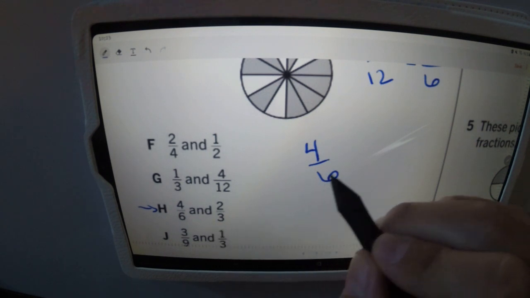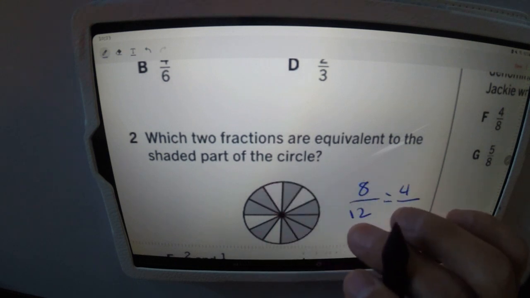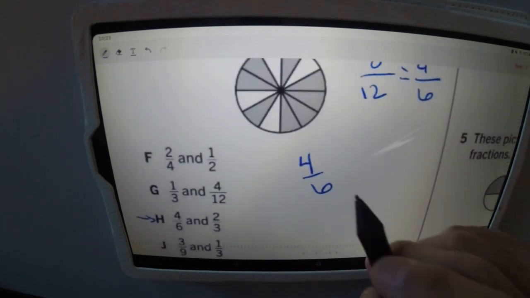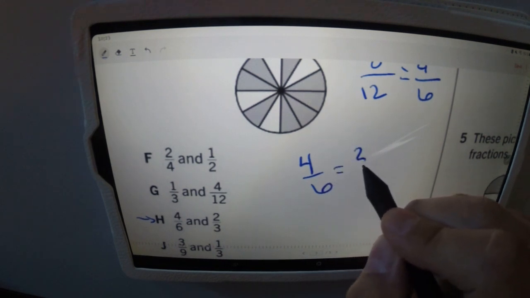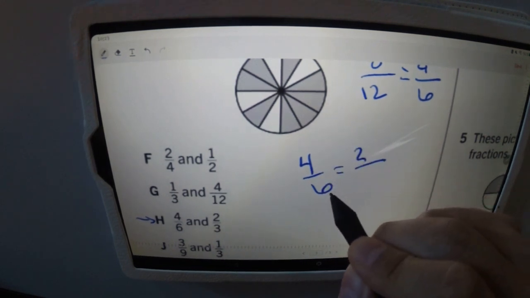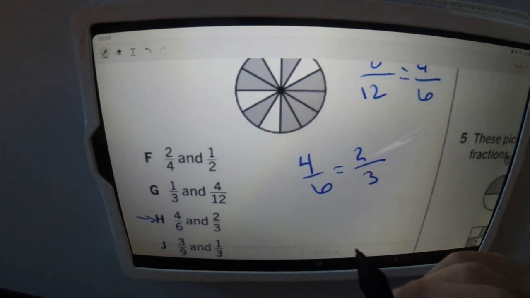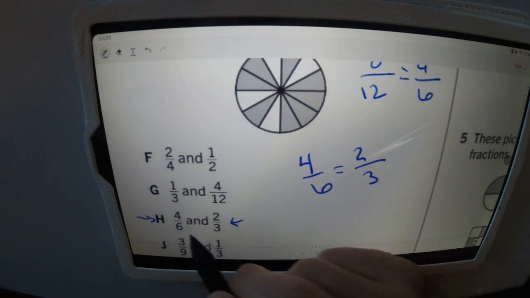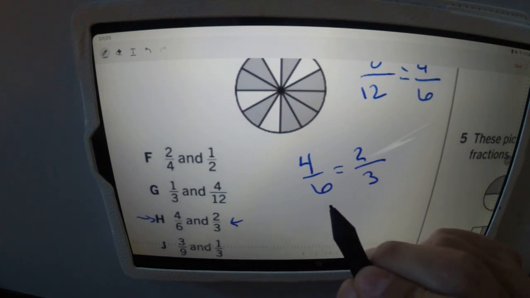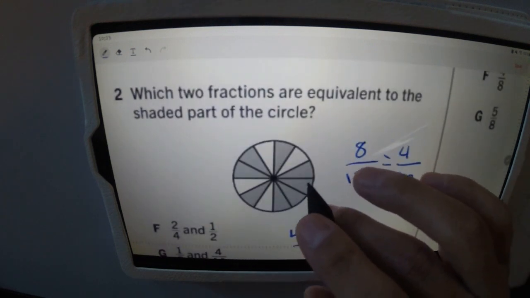We're gonna double check just to make sure, okay? Remember, the question is looking for 2 fractions which are equivalent to 8 out of 12. So now if we divide this by 2 again, 4 divided by 2 is 2. 6 divided by 2 is 3. So these are the 2 numbers we're looking for. So now we have it for sure. Now we know for sure it's h, because 4 over 6 and 2 over 3. That's our answer right there. So that's the answer to number 2.